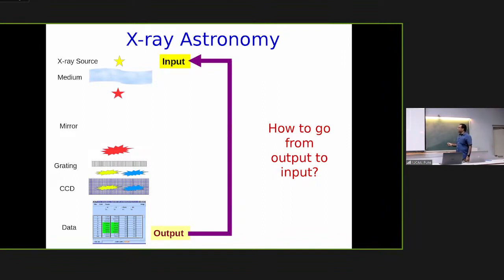Then this mirror, of course, will collect these photons and focus them onto our detector. And before the detector there can be a grating, like the Chandra X-ray satellite or XMM-Newton has a grating. If there is a grating, then the grating will disperse this light.